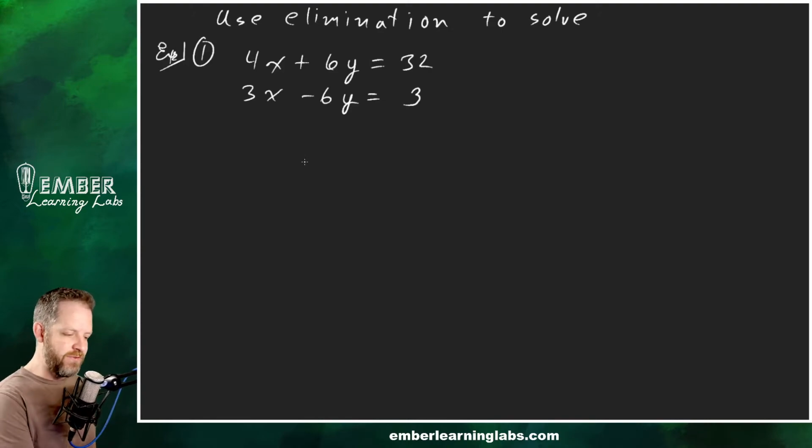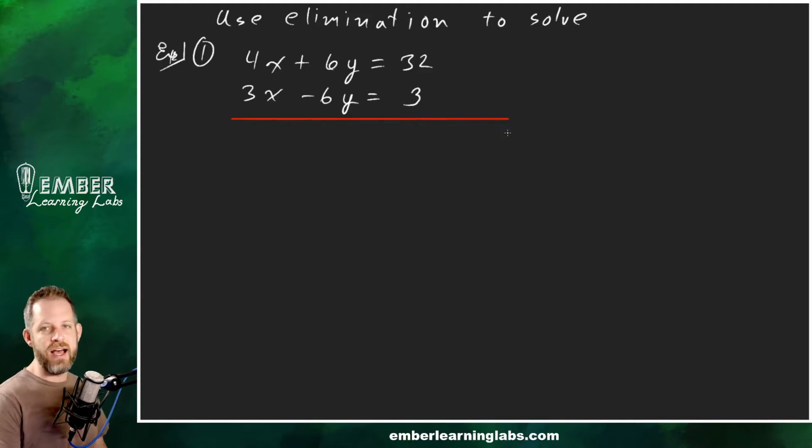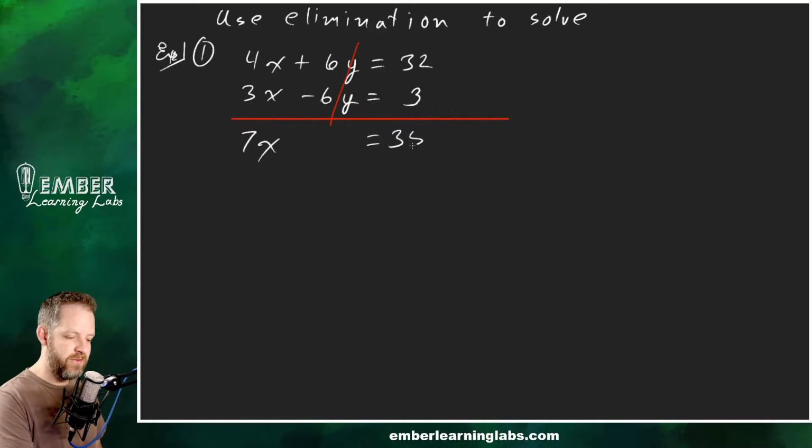So once you have 2 opposite, then we're going to eliminate. What we do is we draw a line underneath them, and then we add them piecewise together. So add the x's together and the y's together, and then the ones over by themselves together. And so what's going to happen is one of the variables is going to get eliminated. In this case, 6y minus 6y cancels. So 4x plus 3x is 7x. 32 plus 3 is 35.